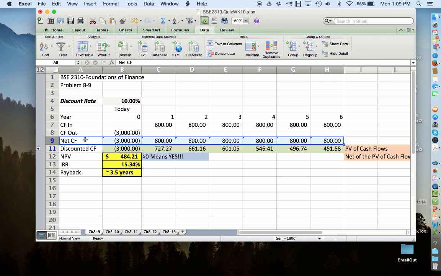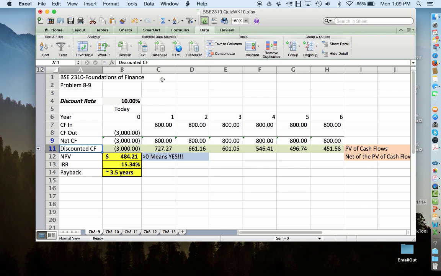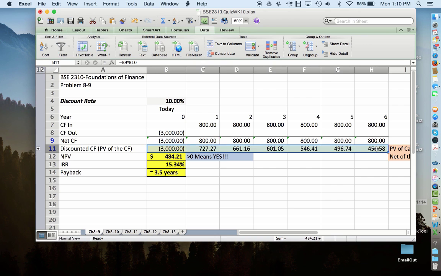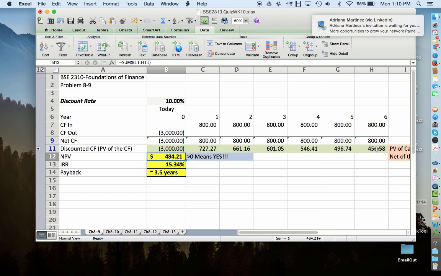And then for each of those, you're going to calculate the present value. So the discounted cash flow means the present value of the cash flow. And then the NPV is the sum of all of the years. If it's greater than 0, it means that that's a good project.